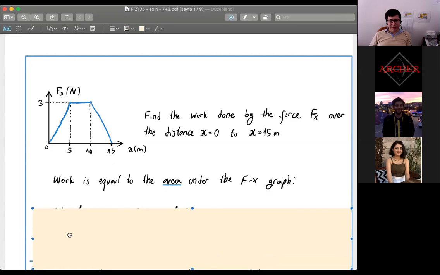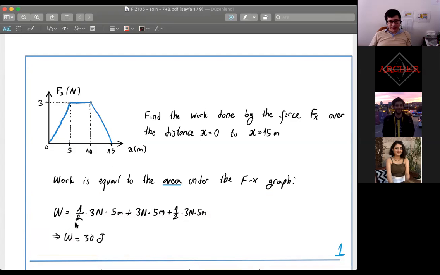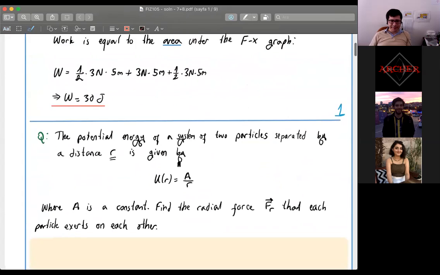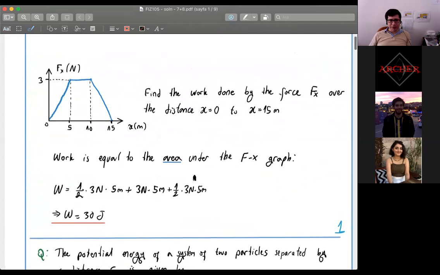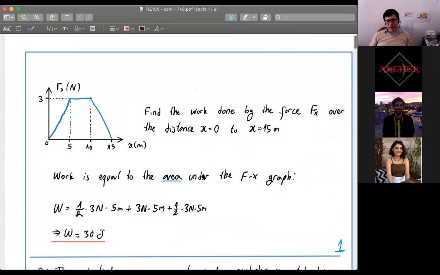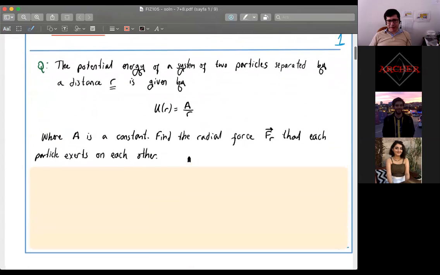And here is the calculation, as I described. So this work done is 30 joules. So the purpose of this example was to demonstrate to you how to work with graphs for forces. Now the next problem.